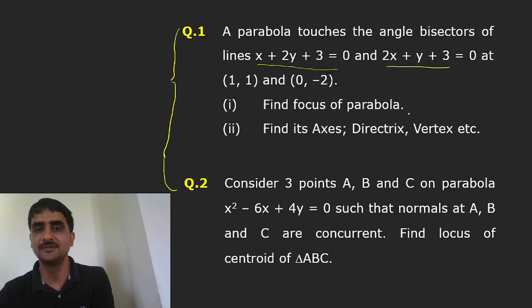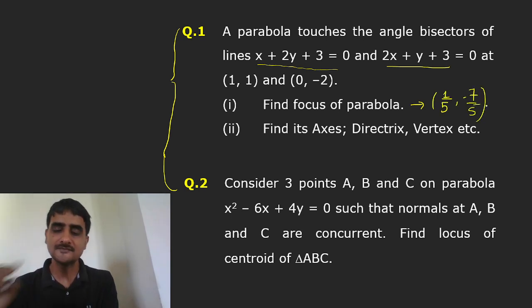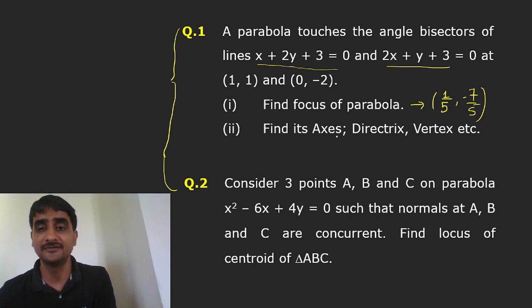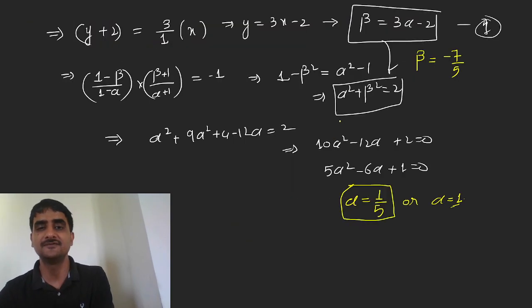So we got the focus here. So from here our focus comes, which is (1/5, -7/5). That's one thing. Now how to get its axis, directrix and vertex, everything.